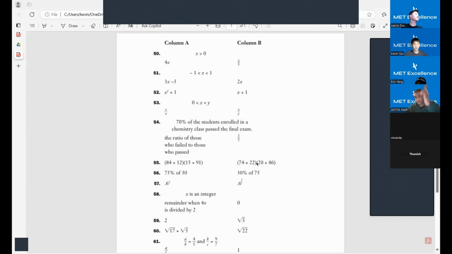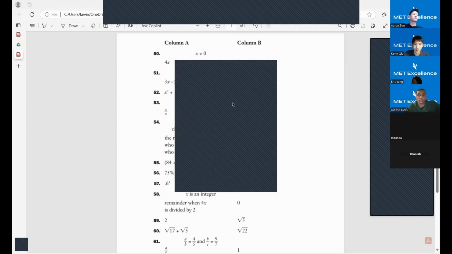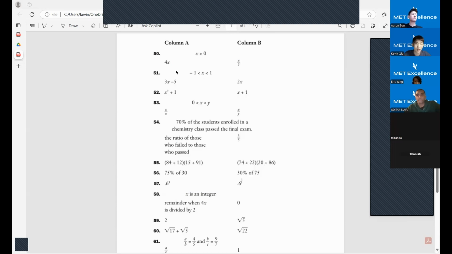Okay, guys, we're going to do some real UMTYMP style problems. Aaron gave a bunch of great examples, but they were just about the concepts rather than the UMTYMP exam. So these are going to be in the way that the UMTYMP exam is structured with the A, B, C, D answer choices. So I guess we can begin with the first one.